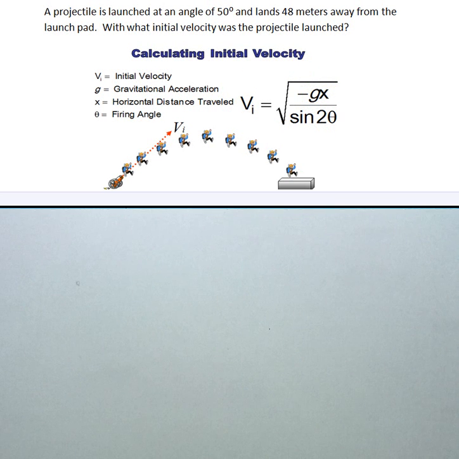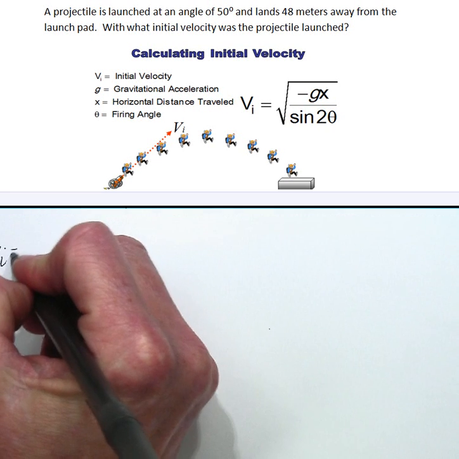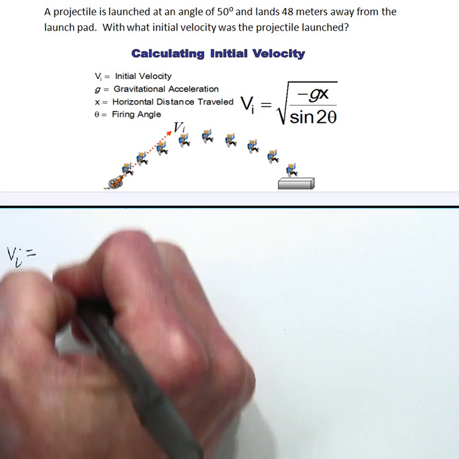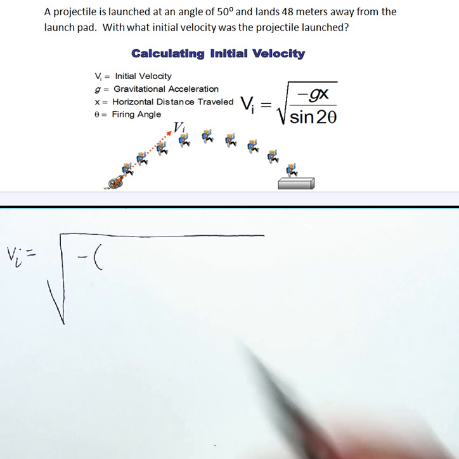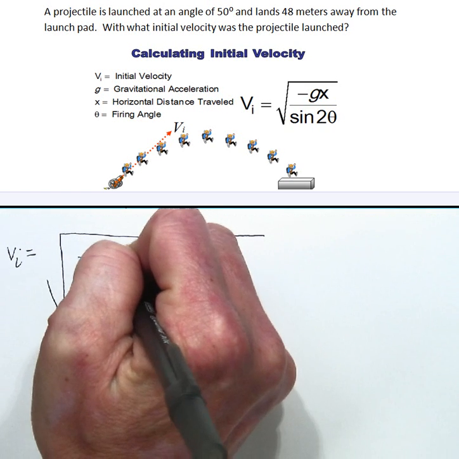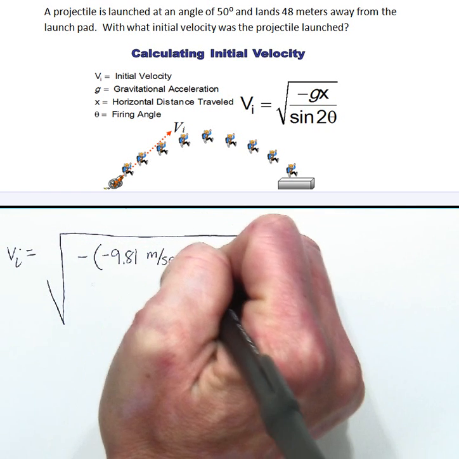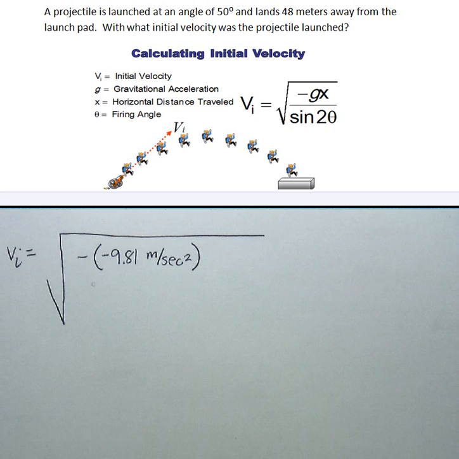So to get started, my initial velocity is equal to the square root of a negative g, and g in this case is negative 9.81 meters per second squared. I'm using negative 9.81 this time because I was given my distance in meters, so I'm using the international standard.